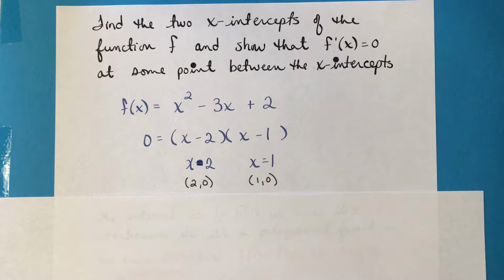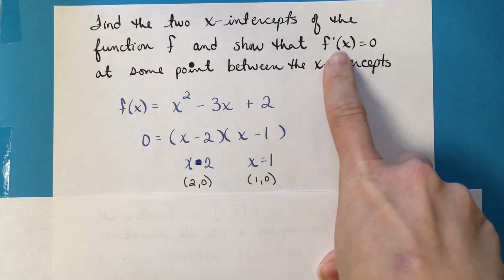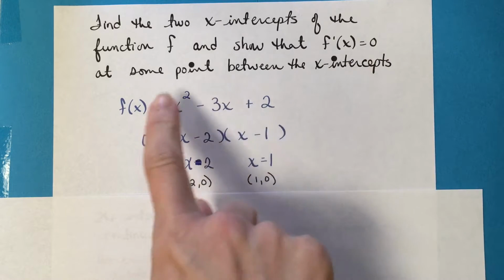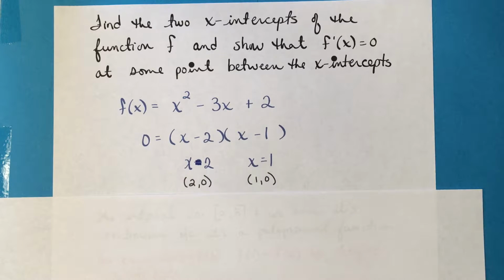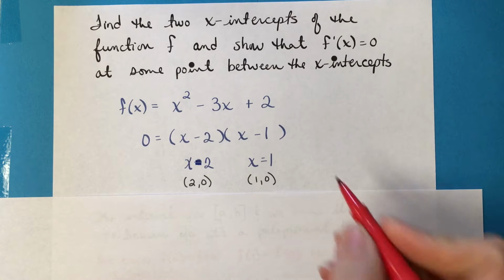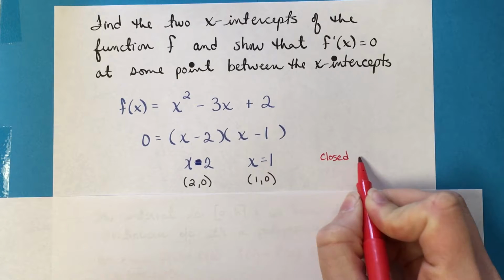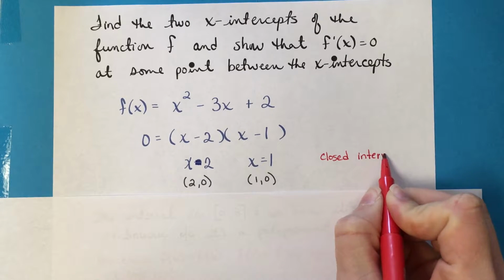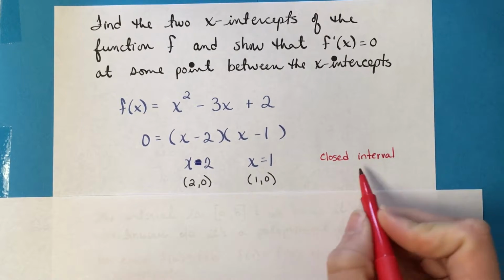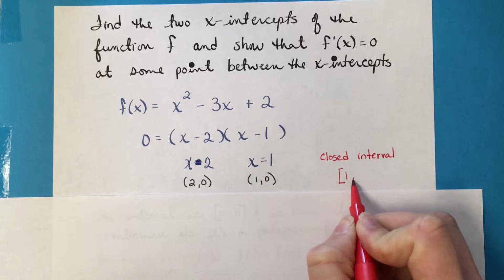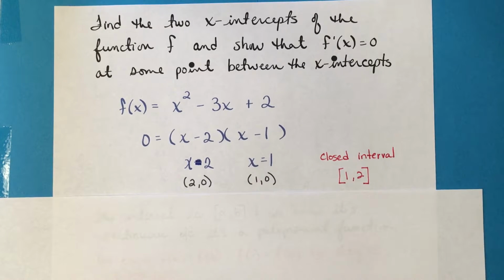So then it says to show that the derivative, or find where the derivative is equal to 0, at some point between the intercepts. What this means is you're looking at a closed interval, the closed interval that it kept referring to in those definitions we looked at before, which will be from 1 to 2, because you're finding a value in between 1 and 2.